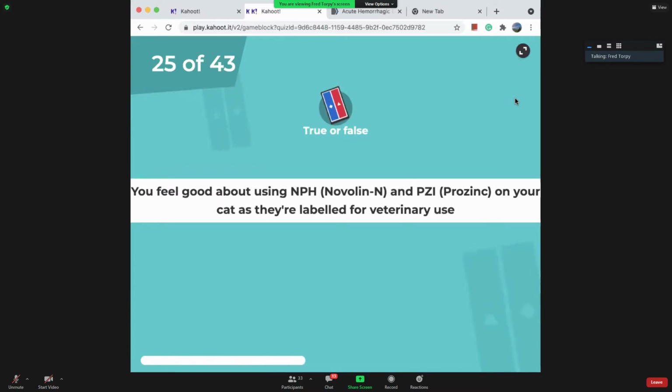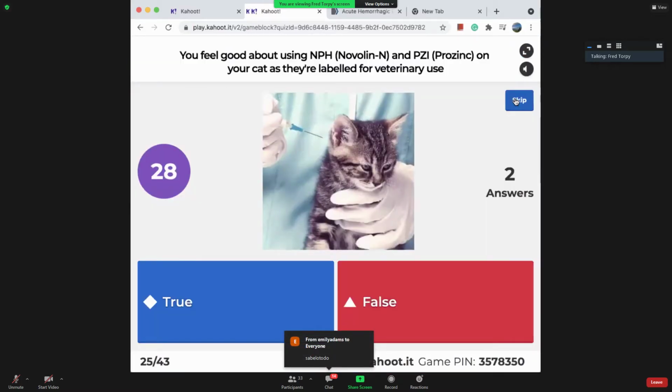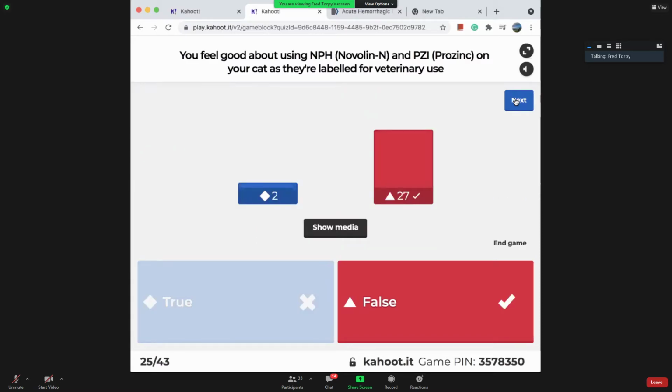There are two insulins that are approved by the FDA. And are these good choices for a cat, both of them? There are a couple good choices. False. Good job, you guys. Does somebody want to say which of these is FDA approved? Prozinc. Yeah, exactly. And which one would you not want to use long-term in cats?